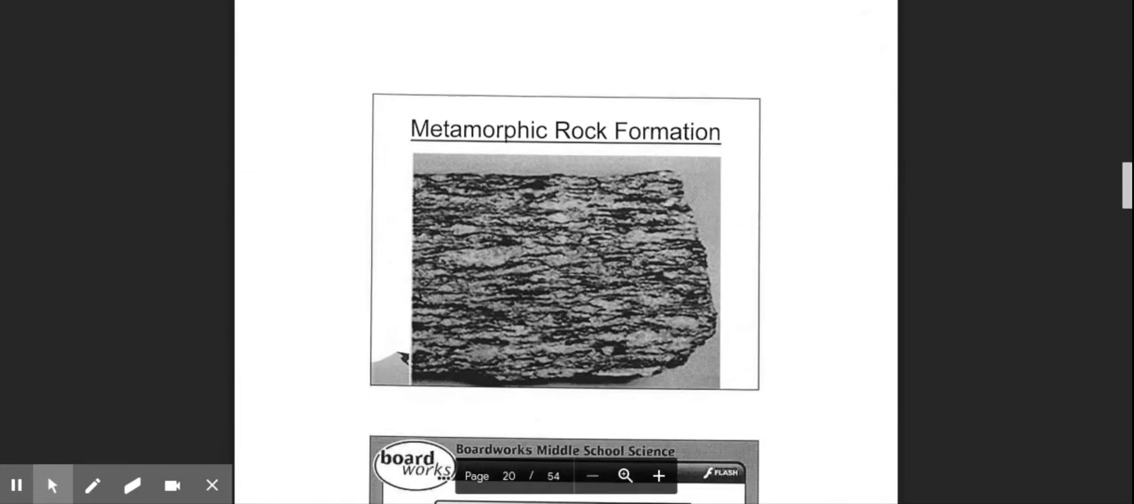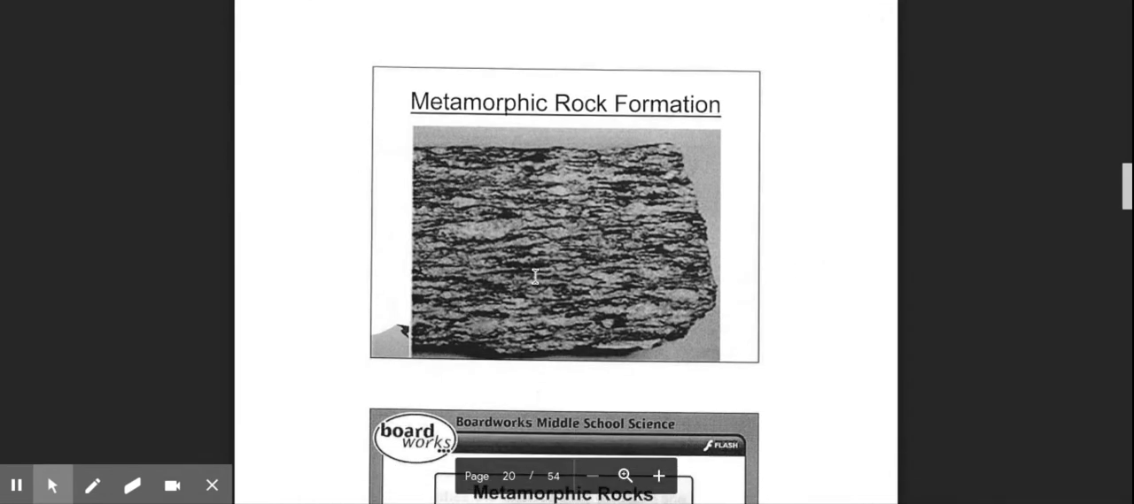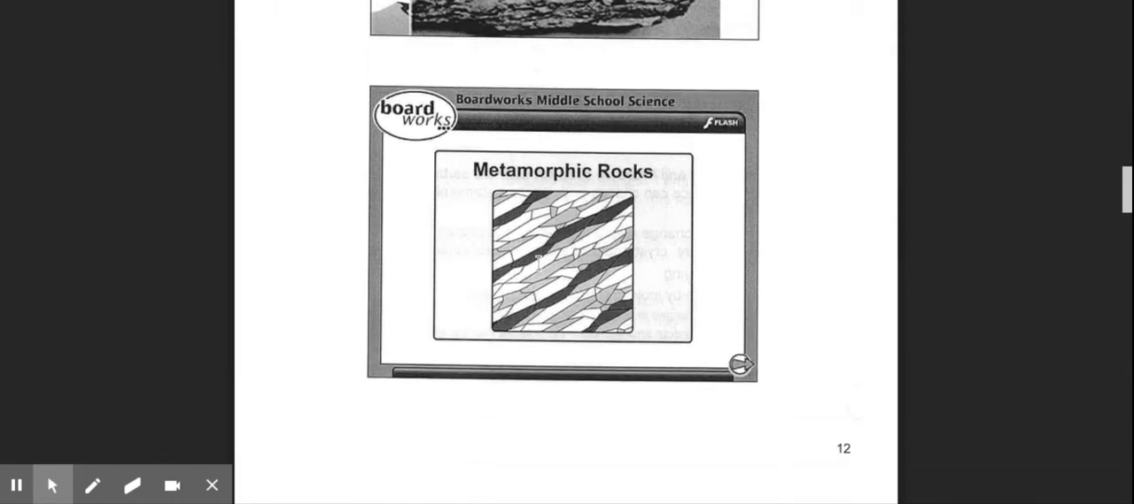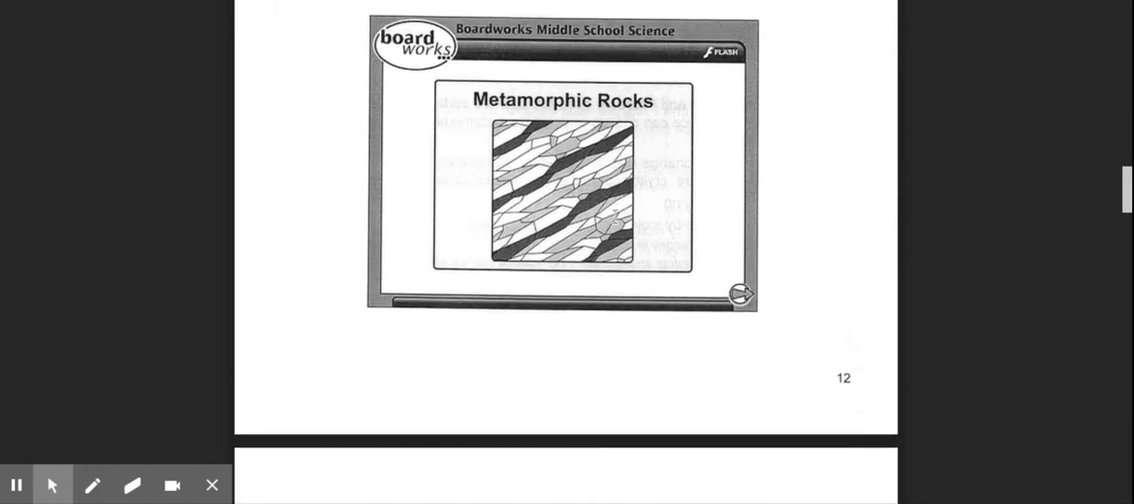So, right here in the next picture, you can see these stripes. That was because it underwent extreme heat and pressure. Those crystals got squeezed together and end up looking like that. That's mineral banding. All right, here, same thing, showing you the mineral banding.